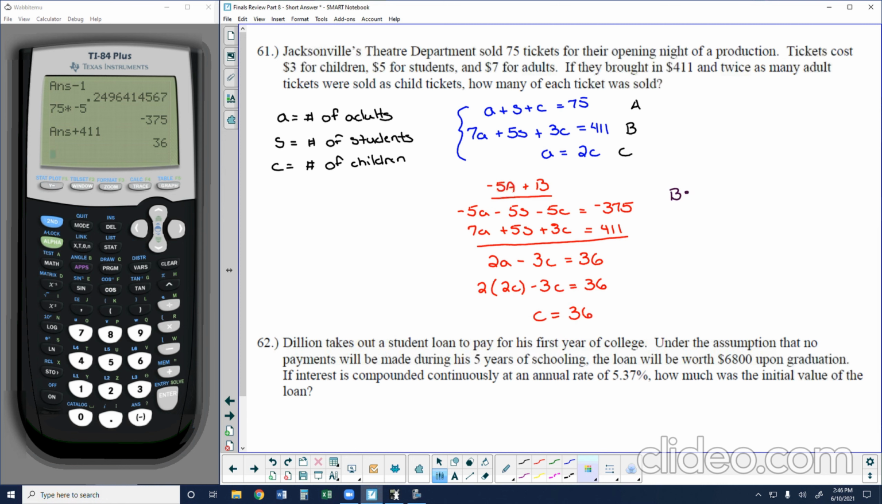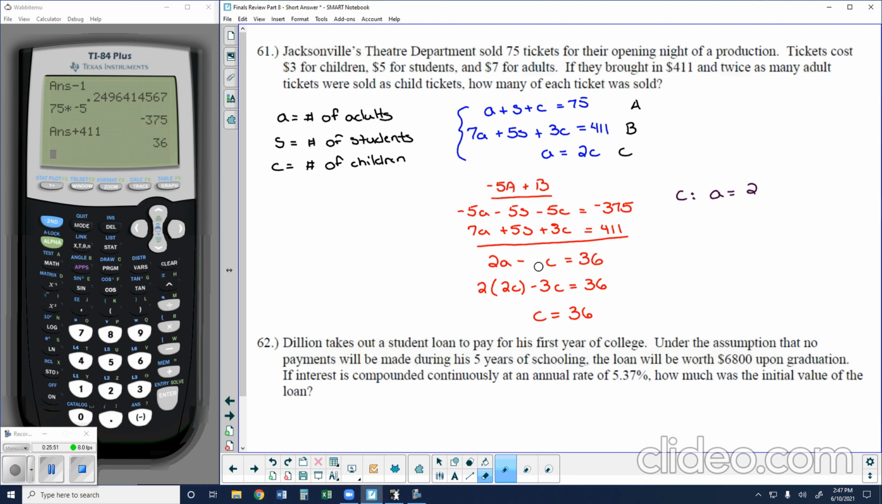Or sorry, excuse me, equation C, the last equation, because I now know what variable C is. So A would be equal to 2 times 36. I seem to have made a mistake here. Let me try to find that mistake. I found the mistake. Sorry about that.